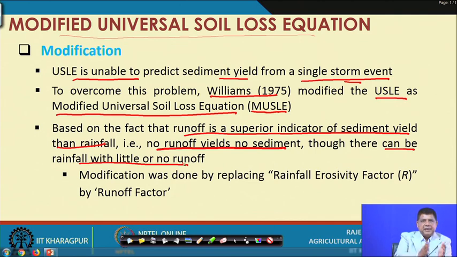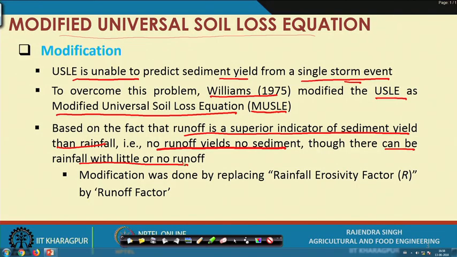Once again we go to the basics: there are two major components, detachment and transportation. Detachment is primarily because of raindrop impact, whereas transportation is because of the overland flow or the runoff. So even if there is a rainfall event, there might be detachment, but suppose the entire rainfall volume is absorbed by the soil, or is not allowed to flow because of the soil cover on the surface, then obviously there will be no runoff. That means there will be no transportation, and no sediment yield from a given area.